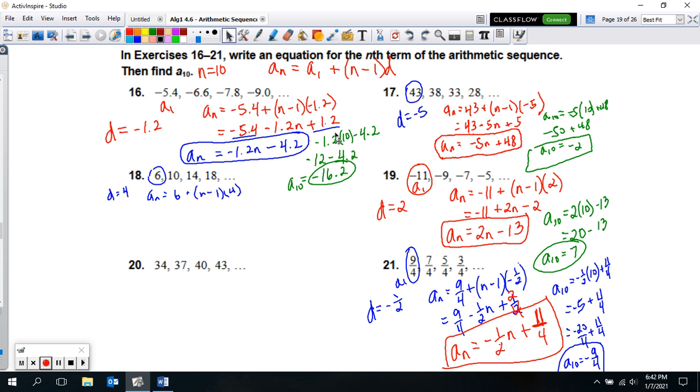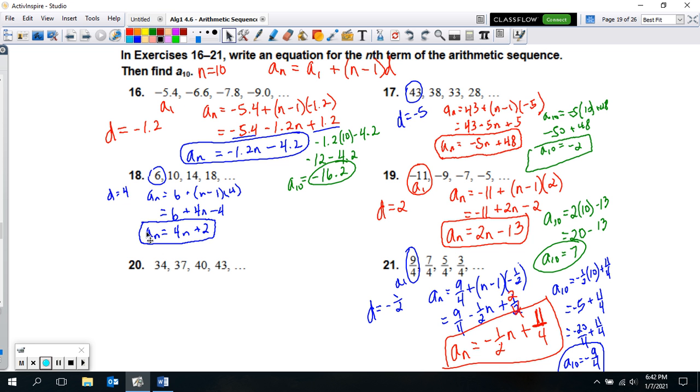Distribute 4 into the parenthesis here. So we're going to get 6 plus 4n minus 4, once we distribute that in. And then combine 6 and a negative 4. So take negative 4 away from 6. So that's going to be best read as 4n plus 2. A of n is equal to 4n plus 2.